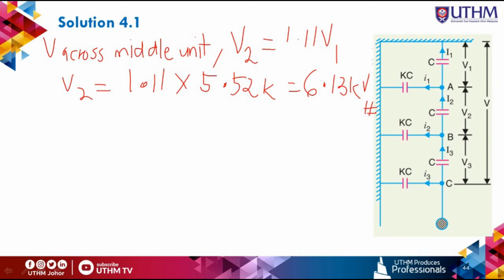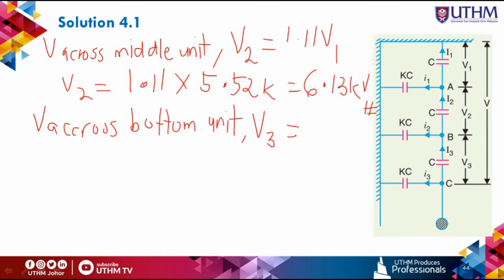Okay, then you can calculate what is the maximum voltage of V across the bottom unit. V3 is equivalent to 1.342 V1. So you just times, this one is Vt, which is the Vmax.